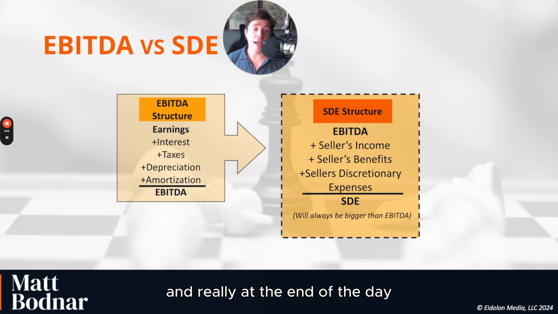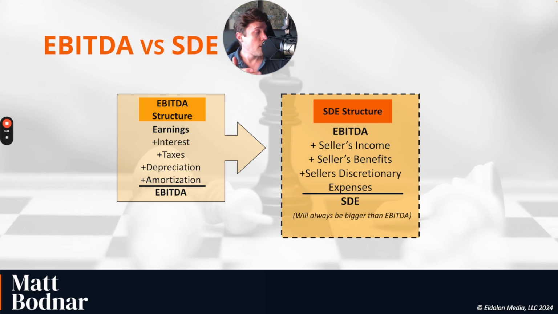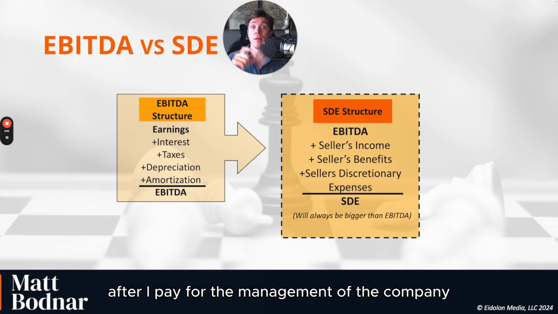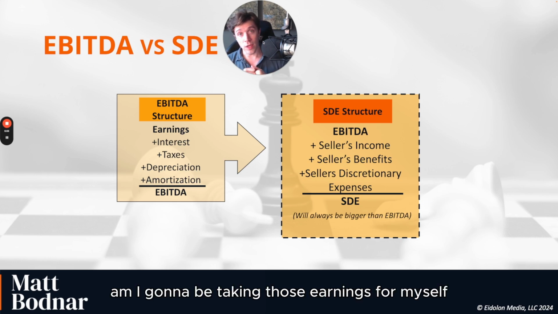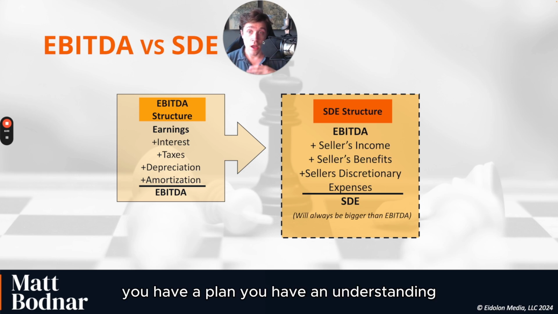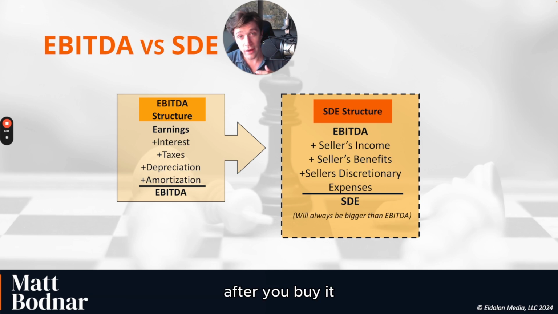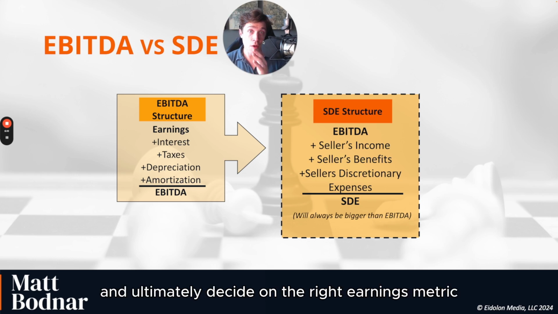And really, at the end of the day, especially as a buyer or an investor, you just need to ask yourself the question, what are the earnings of the business going to be after I pay for the management of the company? Or am I planning on running the business day to day? And if so, am I going to be taking those earnings for myself? As long as you pay attention to that, you have a plan, you have an understanding for what the management and the cost structure is going to look like after you buy it, you'll be in a pretty good position to get the right valuation number and ultimately decide on the right earnings metric.